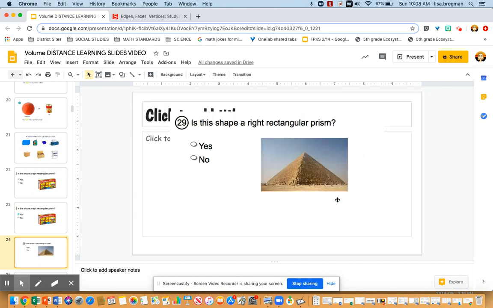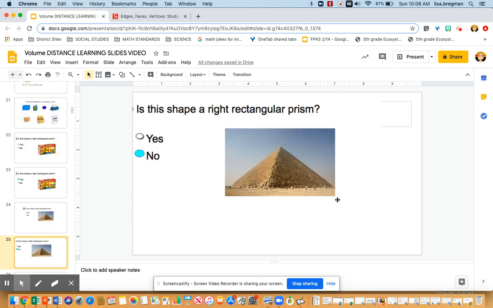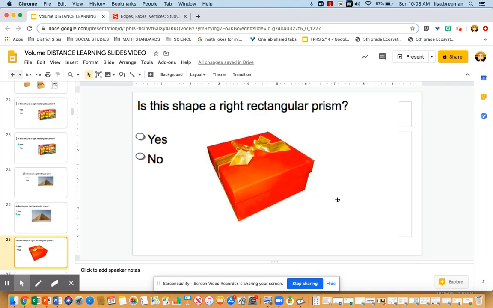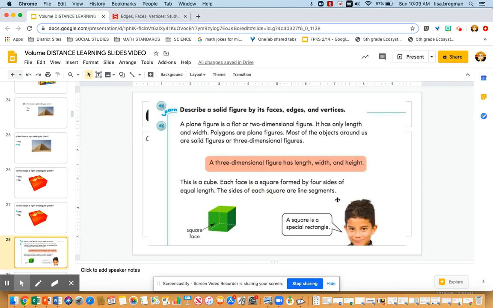How about this shape? No, this shape is a triangular pyramid. But we will be focusing on squares and rectangular prisms this year. Is this shape a rectangular prism? It sure is, yes. So this is an important slide.